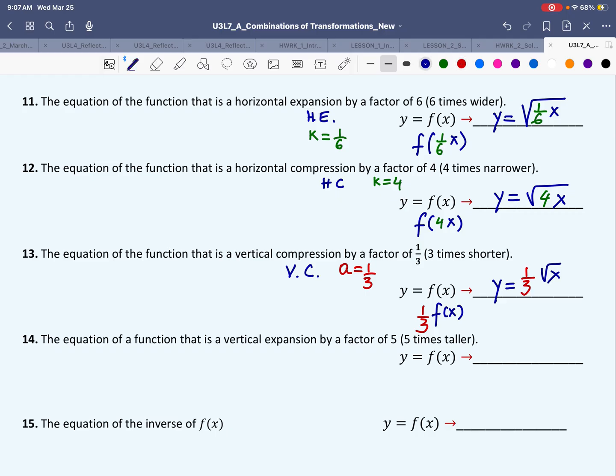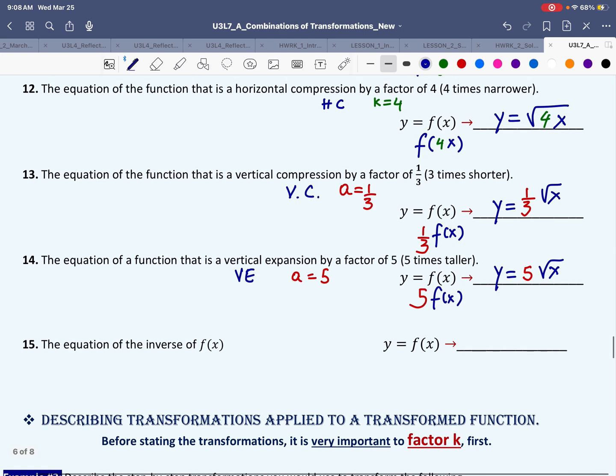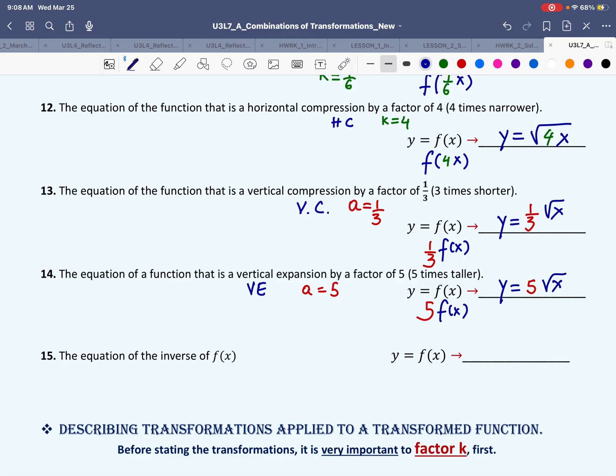Now, a function that is a vertical expansion by a factor of 5. So with a vertical expansion by a factor of 5, a is at work, and that means the function is getting 5 times taller. So 5 f of x. So the equation of this square root function will be y equals 5 square root of x.